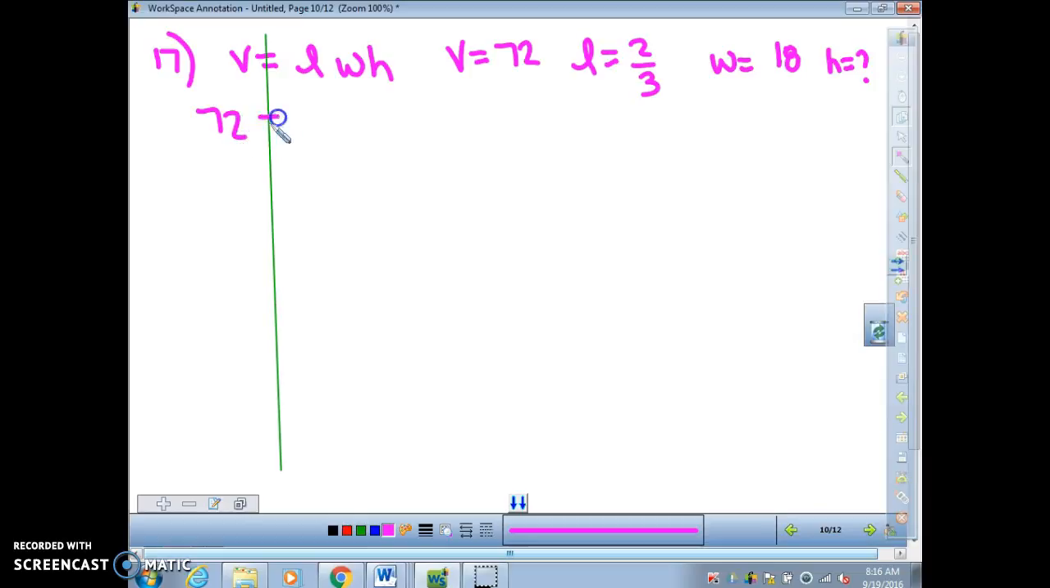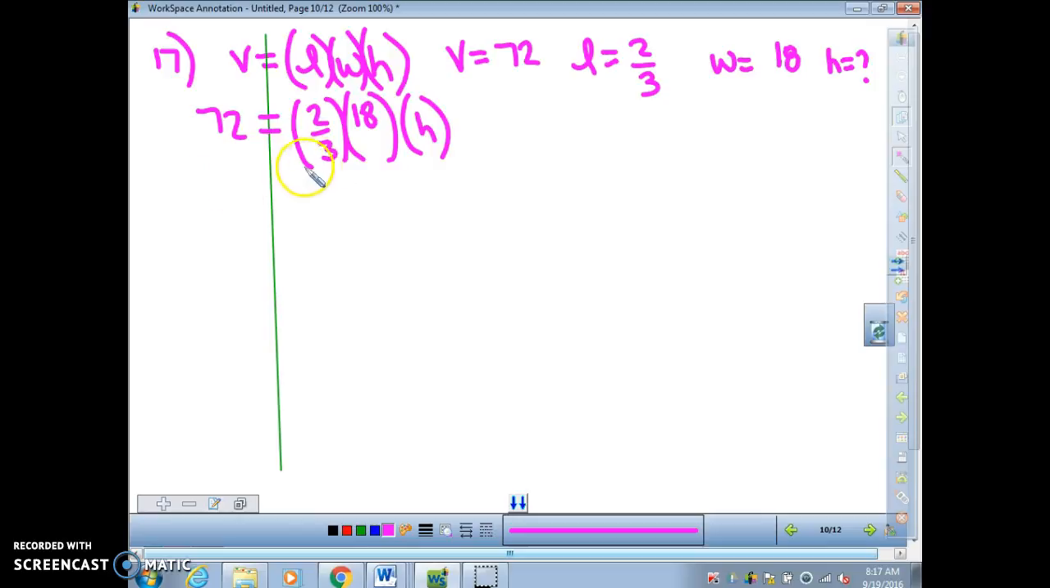72 in the place of V. My length times width times height. So my length is 2/3 times my width is 18. And I don't know the height. Okay, so I need to simplify this part right here. I need to figure out what is 2/3 times 18 over 1.